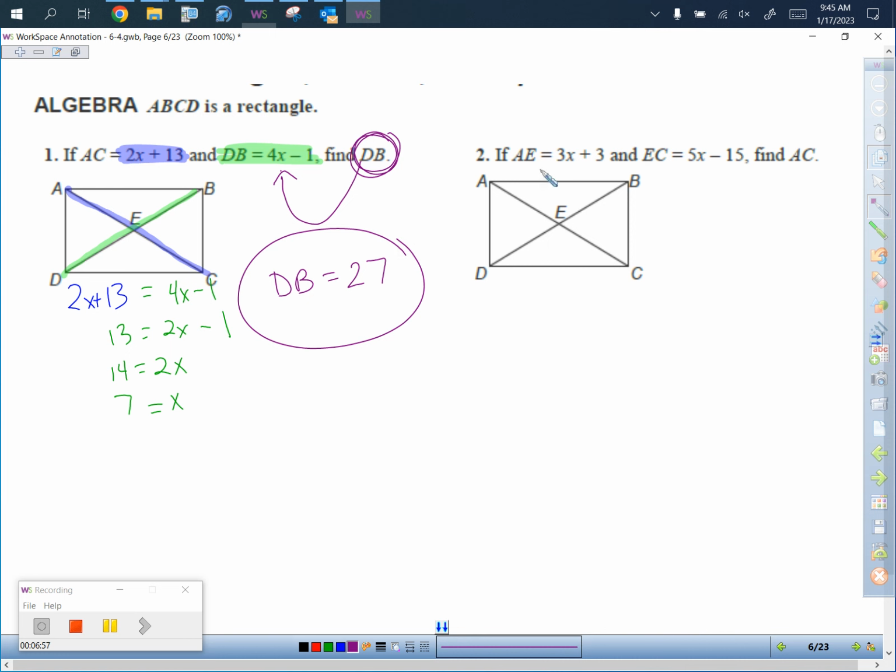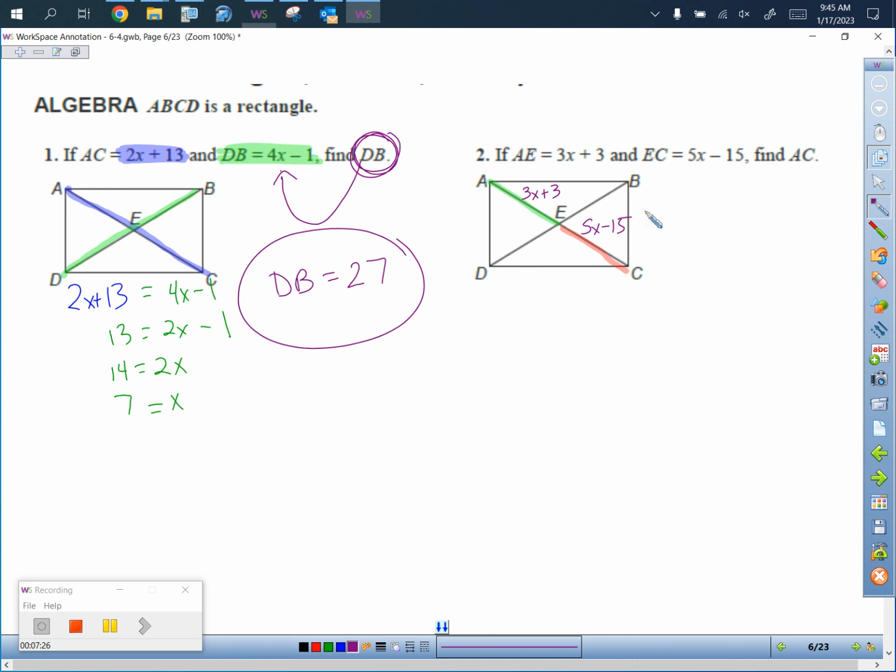If the distance from A to E, ooh, man, that's just this little guy. Would you believe that's not the whole thing, right? That's not the whole diagonal right there. So I'm going to put them in the picture. 3x plus 3. And the distance from E to C, that's just this little nugget right here, is 5x minus 15. Find the distance from A to C.